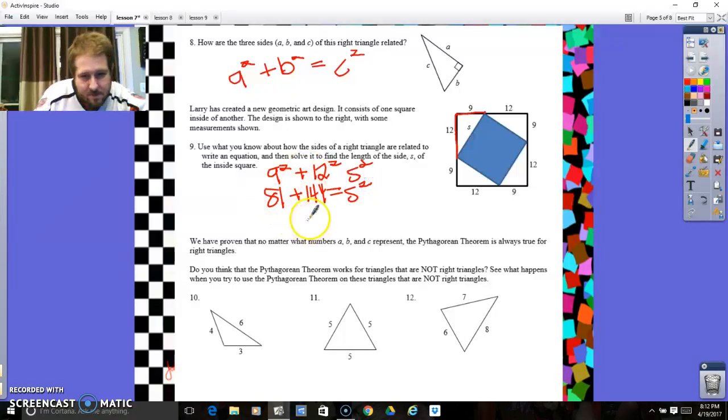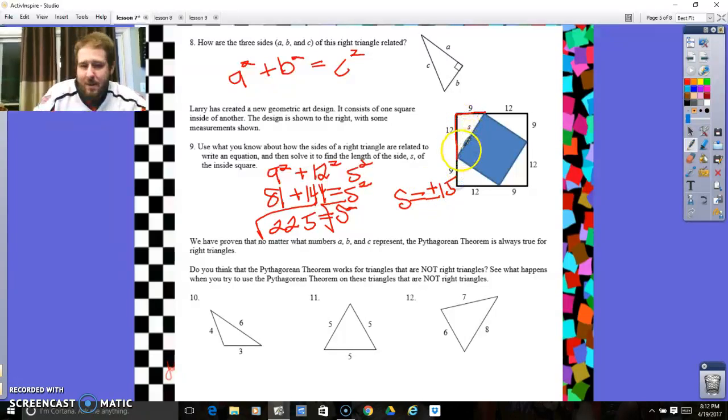Combine those two like terms, and you get 225. Now, if you're trying to find S, you're going to have to do the square root of S squared. Square root of anything squared is itself, so that's just S. Square root of 225 is both positive and negative 15. Now, when you're thinking about distance, you cannot have a negative answer. So really, there is only one answer here, and that is S is 15. Each of the sides of these inscribed squares must be 15.